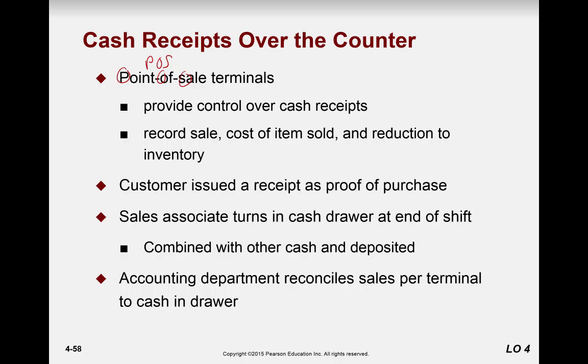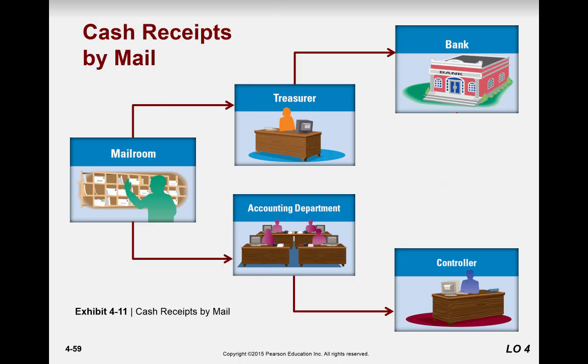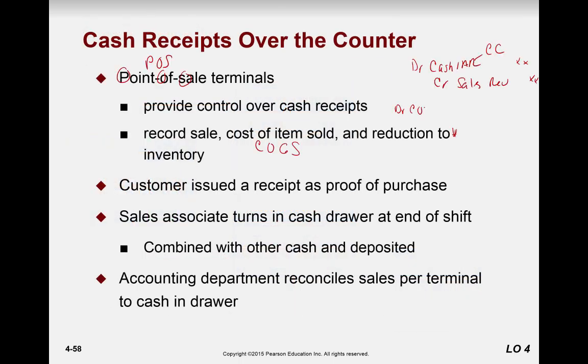That gives us some control over cash receipts because at the time that those goods are being scanned, the sale is being recorded, possibly the cost of the item, which we call cost of goods sold, is being recorded, as well as the reduction to inventory. So the entries that are happening in this situation are a debit to either cash or accounts receivable, depending on if it's a credit card payment or a cash payment, and then a credit to sales revenue. And additionally, the debit to cost of goods sold and the credit to the inventory account for that sale. So those are the two entries that happen.